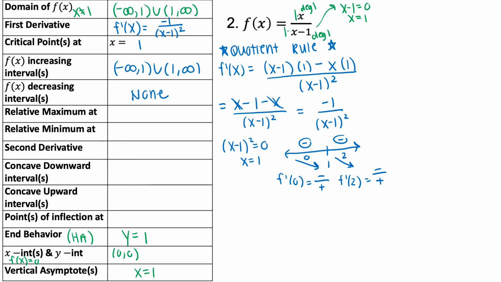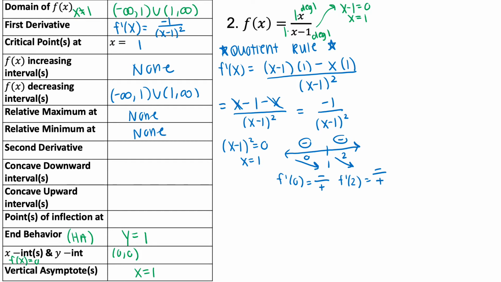And we are going to have no intervals of decreasing, just like in the last problem. Oh, hold the phone. I wrote that totally backwards. Sorry about that. We are decreasing everywhere from negative infinity to 1, 1 to infinity, no intervals of increasing. But just like in the last problem, because there's no change from increasing to decreasing or decreasing to increasing, once again, we have no relative extrema.